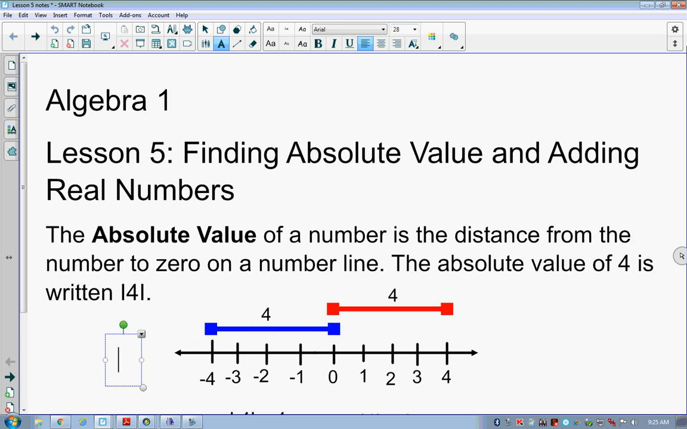Well, I mean, you can see it up here. The absolute value of a number is the distance from the number to 0 on a number line. Absolute value of 4 is written as our absolute value symbol, 4, close absolute value symbol. I could probably take a look and see if it gives you any names for those bars. But that's what it's going to look like.